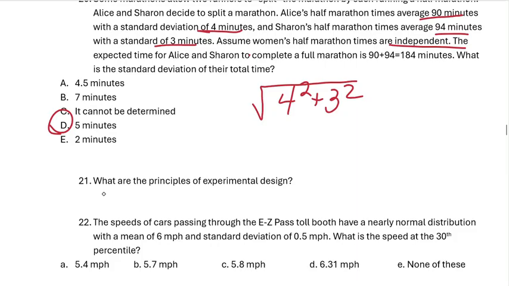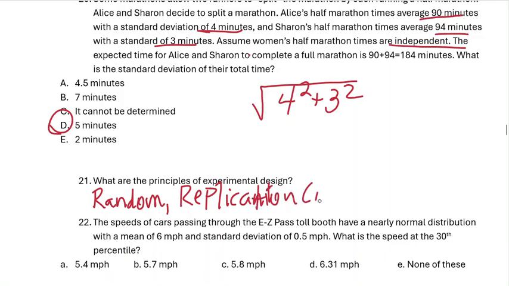The principles of experimental design: randomization, replication, control, and comparison. So know what those are.